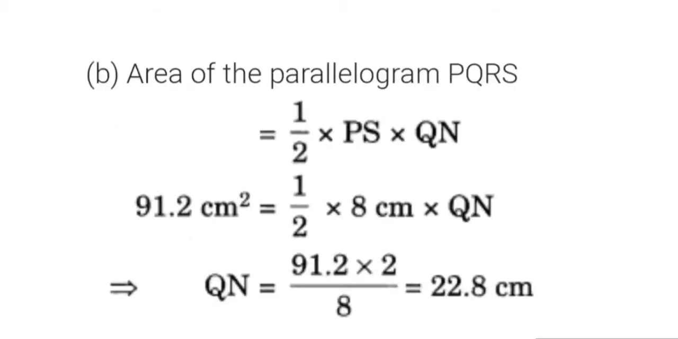Now see the second one. QN we have to find, and PS is given 8 centimeter. So again the same formula we have to write, area of the parallelogram PQRS. But here the base we will take PS and the height we will take QN. So first write the area. It is 91.2 centimeter square is equal to 1 upon 2 into PS, which is 8 centimeter, into QN. Now let's simplify. So QN is equal to 91.2 into 2 upon 8. After simplification it will come 22.8 centimeter.